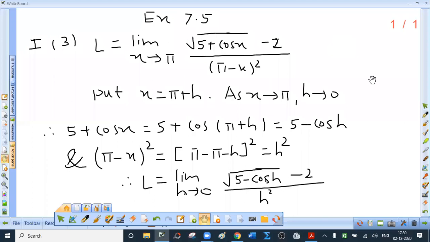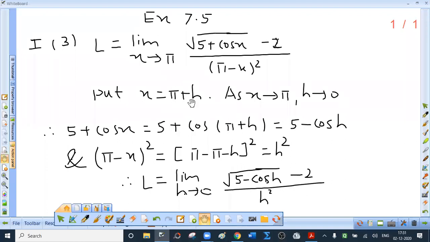We start with sum number 3, part 1 from exercise 7.5. Let L be the limit as x tends to pi of (root of (5 plus cos x) minus 2) upon (pi minus x) whole square. See, in standard trigonometry, the requirement is that the angle should tend to 0. But here the angle is tending to pi. So we have to use the substitution x equal to pi plus h.